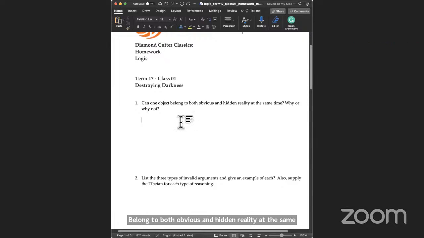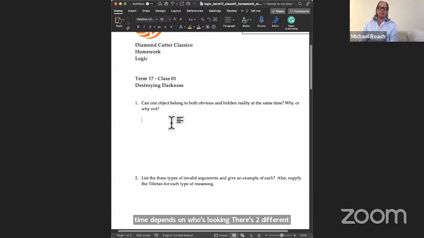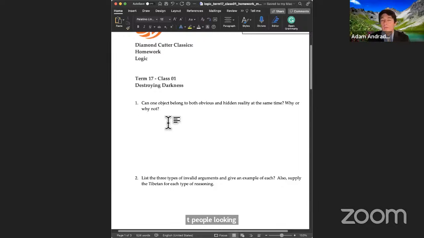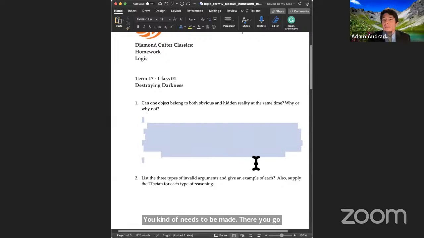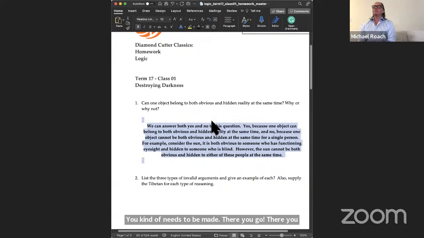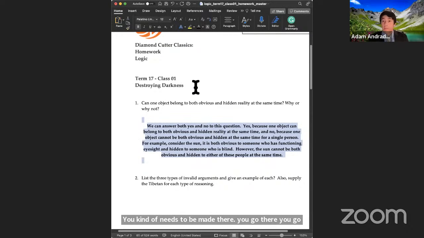Depends on who's looking. If there are two different people looking. It could be even one person on a different day. There's one more point of clarification that needs to be made. Depends on when and who's looking. There you go. Adam's doing his homework. So we can answer both yes and no to this question. It's kind of a trick question.